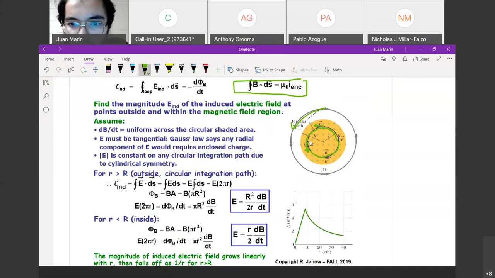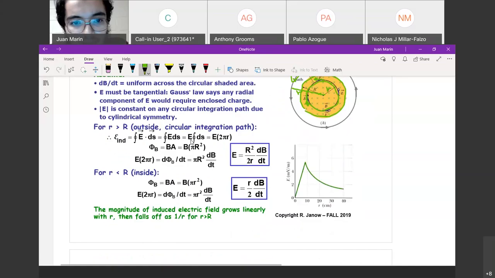So first, let's talk about the induced electric field outside of this circular path of integration. Here is the circular path of integration. Now we're going to think about what's happening outside. r can be this or r can be this, but what does not change is this cross-sectional area. This is where the flux is constant.